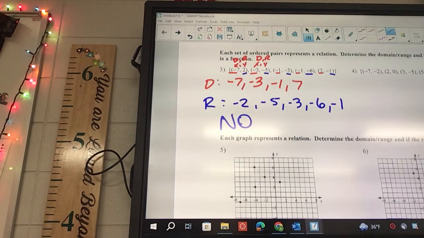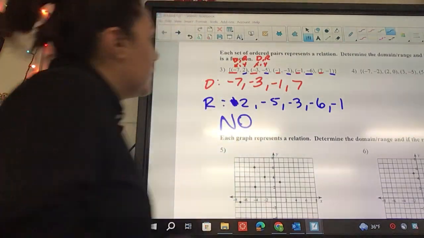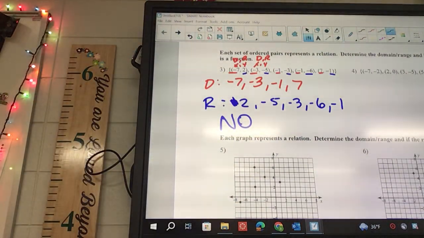Yes, sir? For the range, the first one is the negative. Oh, shoot, my bad. Yeah, this is a positive too. Good catch.